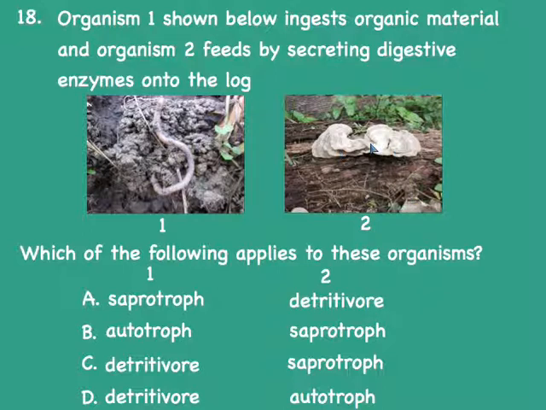Here, organism 1, the earthworm, is a detritivore, for it takes in material into its digestive system, whereas organism 2, the fungus, is passing digestive enzymes onto its substrate to help digest materials which are later absorbed into the fungus. This is an example of a saprotroph. So therefore the answer is C, where one is a detritivore and two a saprotroph.